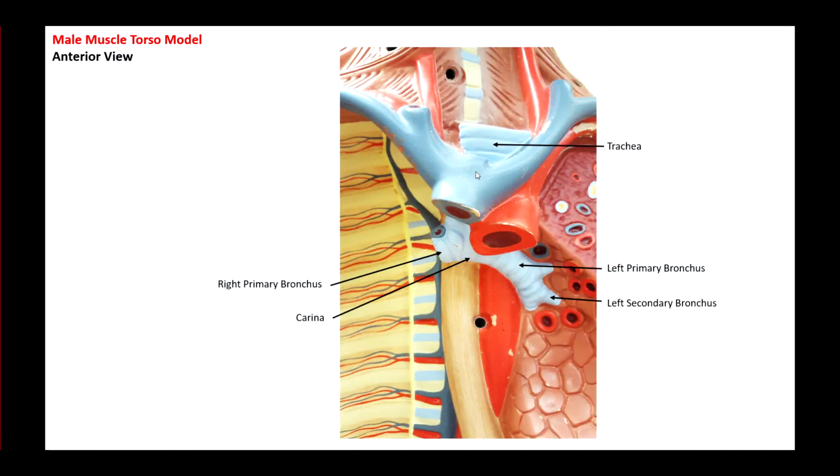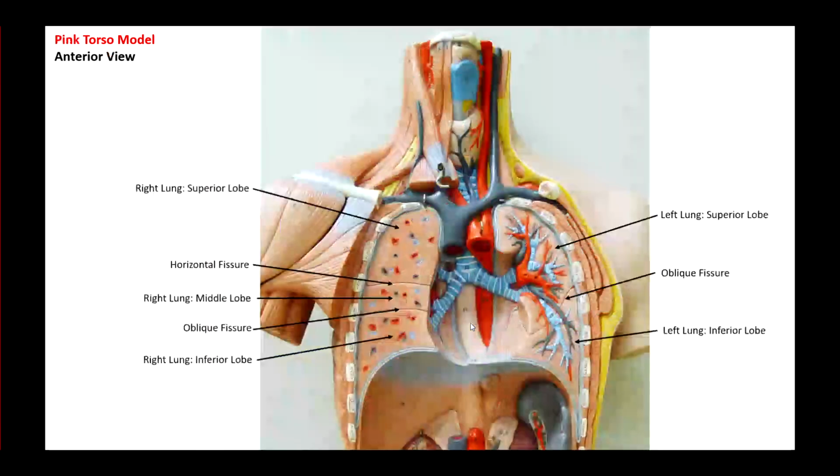Again, just a blow up, same thing. Trachea, right primary bronchus, carina is the splitting point, left primary bronchus, and then your two secondary bronchi. This is the pink torso that we have on our lab tables. Again, just kind of some of the same highlights here.